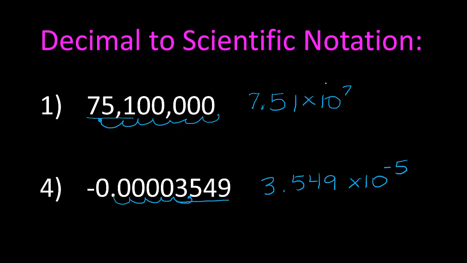Another way you can think of this is 75,100,000 is a much bigger number than 7.51. So this exponent up here has to be a positive number. If you look at these two numbers, 0.00003549 is a much smaller number than 3.549. So this exponent has to be smaller, or a negative number. Not smaller, negative.